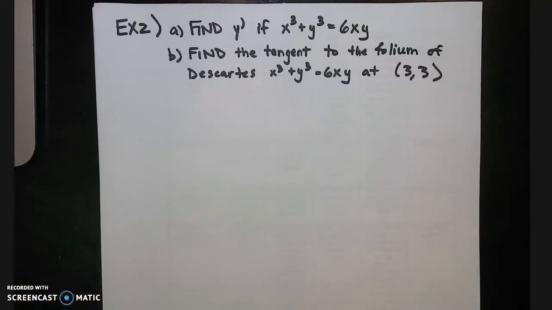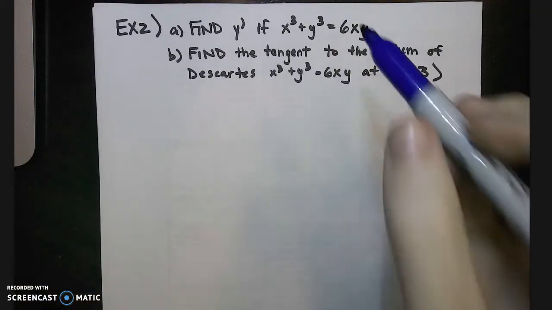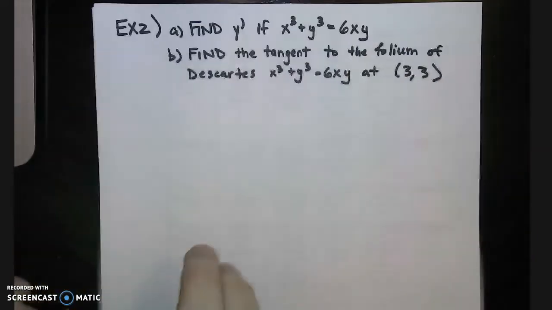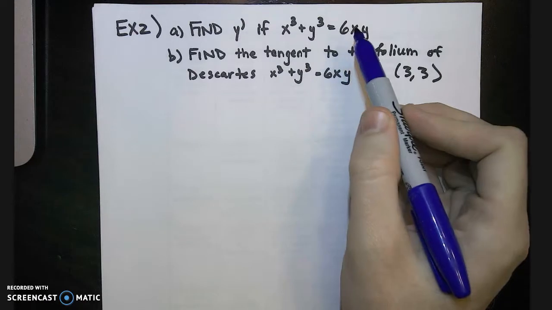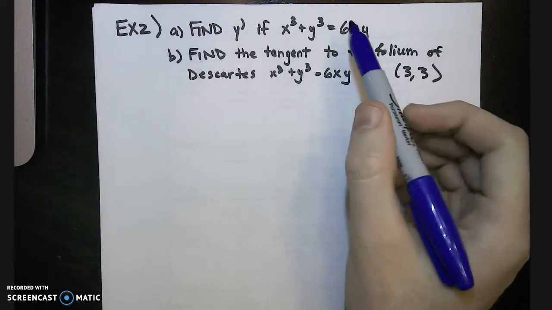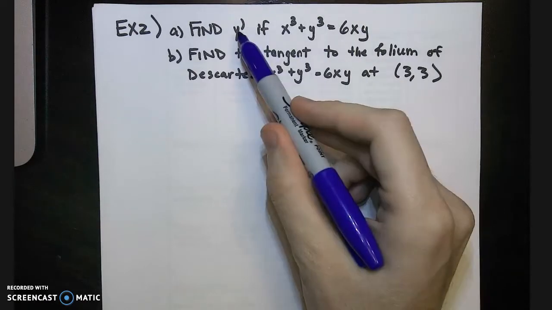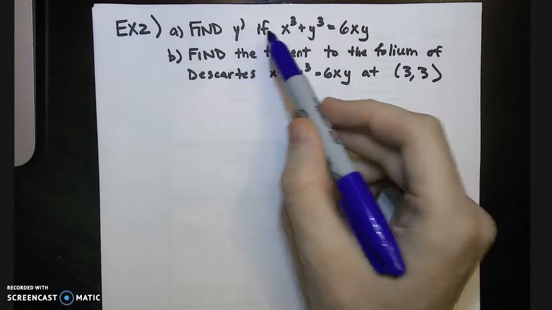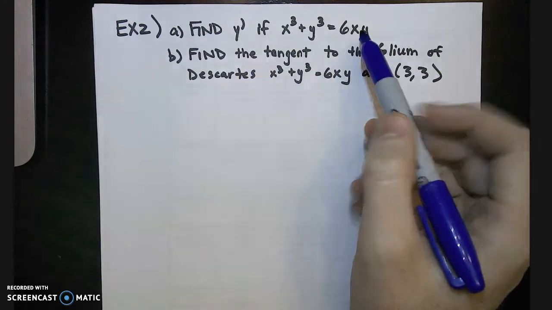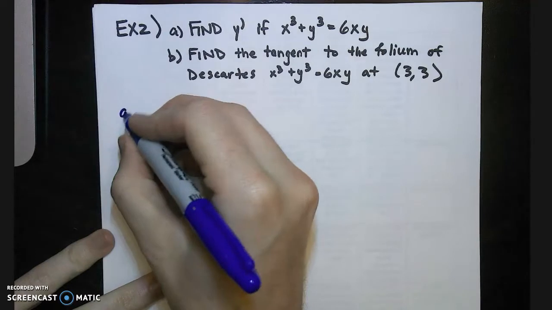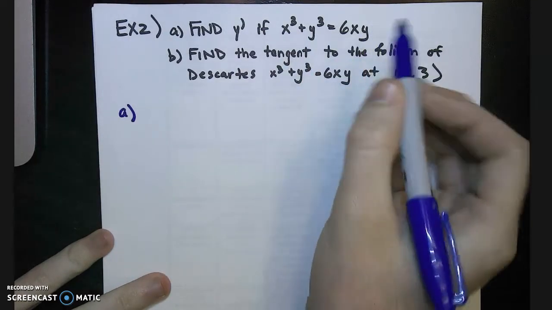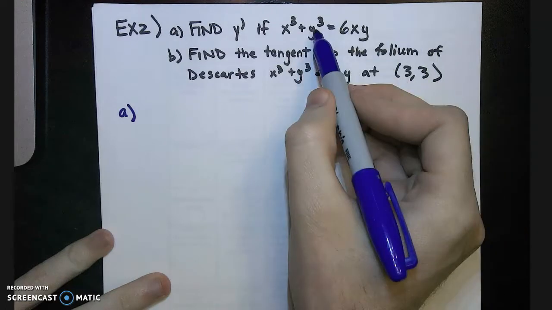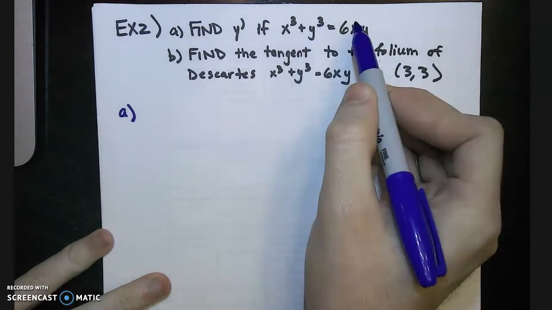In this example, we've got an equation where the x's and the y's are mixed together in a way that it's difficult to solve for y. So when we find the derivative of y, we're going to have to use implicit differentiation for this. So for part A, I'm going to find the derivative of each part. But when I find the derivative of y, I'm going to have to add a y prime to it.